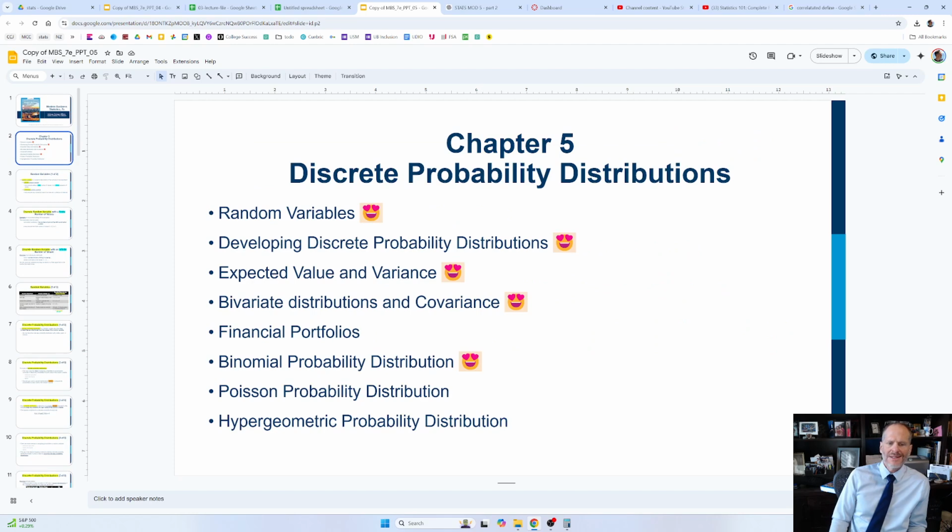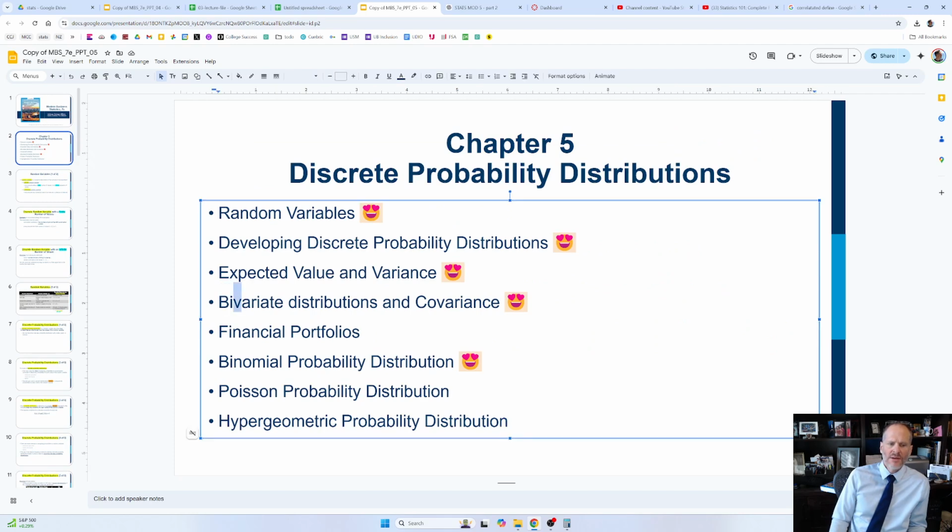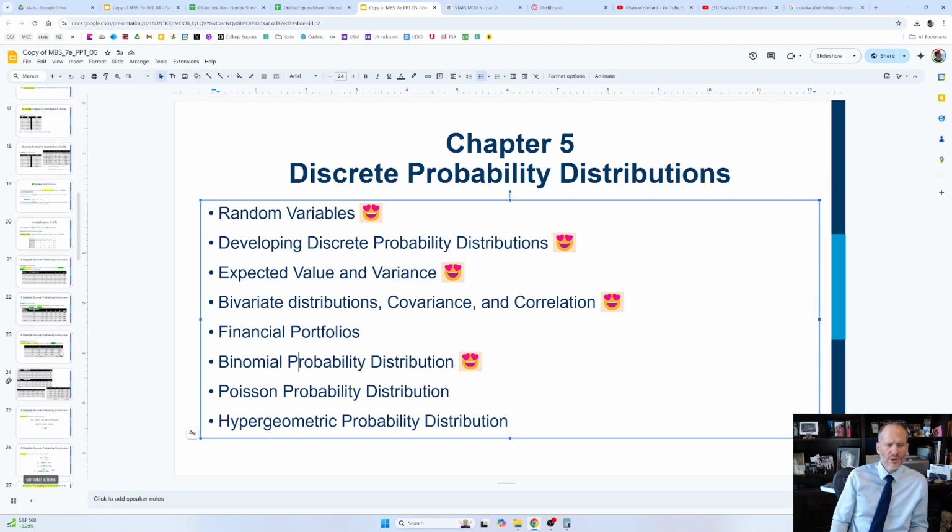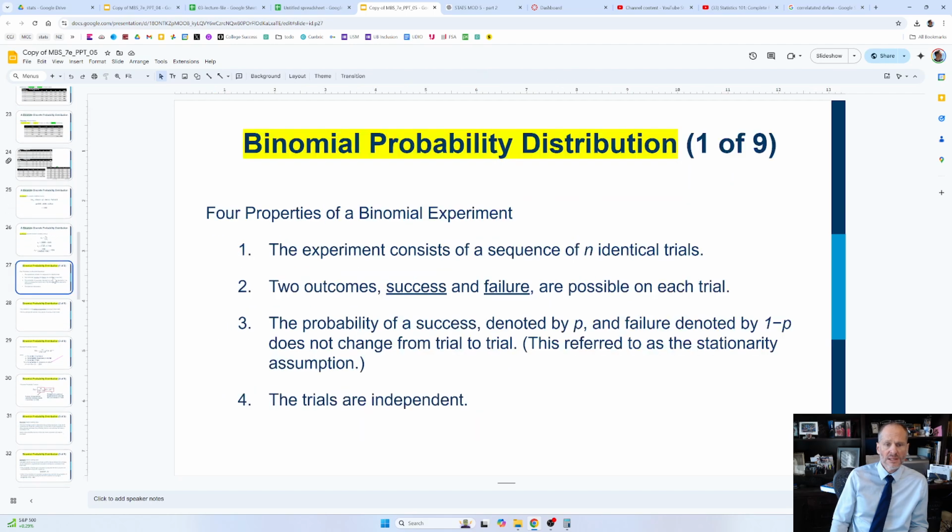We just did bivariate distributions, by two variables, and covariance, and we also learned about correlation. So I'm going to change this here: this is covariance and correlation. And we already saw binomial probability distributions, but I just want to go through it the way the textbook presents it. So, properties of a binomial experiment.